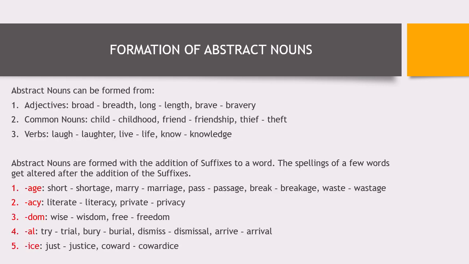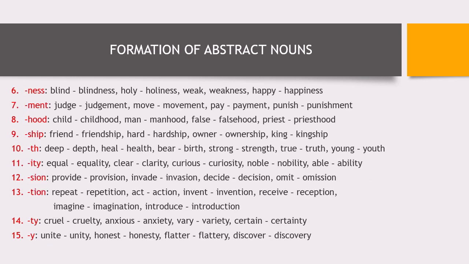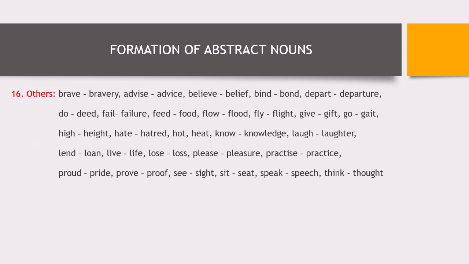Formation of abstract nouns. Abstract nouns can be formed from adjectives, common nouns, and verbs. Abstract nouns are formed with the addition of suffixes to a word. The spellings of a few words get altered after the addition of the suffixes. Study the given examples to understand the formation of abstract nouns.